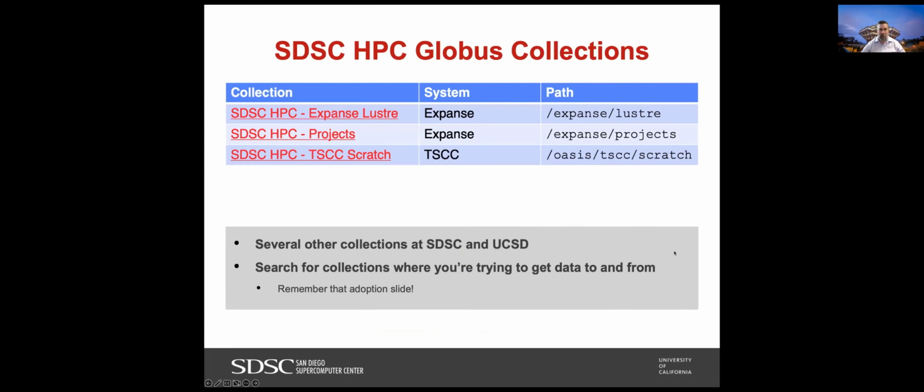All right, so to wrap up, these are actually active links in the slides that you'll be able to use when you have a copy, but now you know. You look for SDSC HPC, you have Expanse Lustre, you have projects for some of the storage that's provided by other SDSC resources, and then for other UCSD users, there's TSCC Scratch, and I believe I have the base path correct. There's a lot of other collections at SDSC and UCSD, and if you want to get data to and from your home institution or other projects, you should look to see if the data is there.